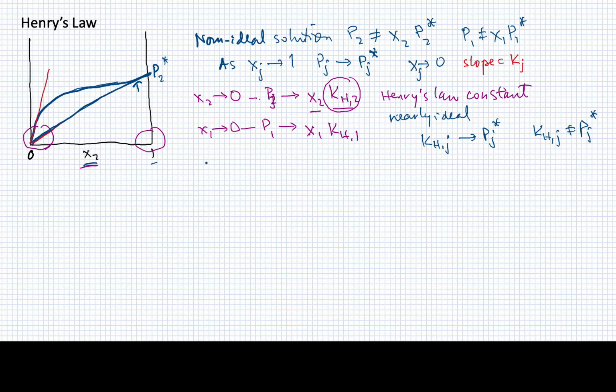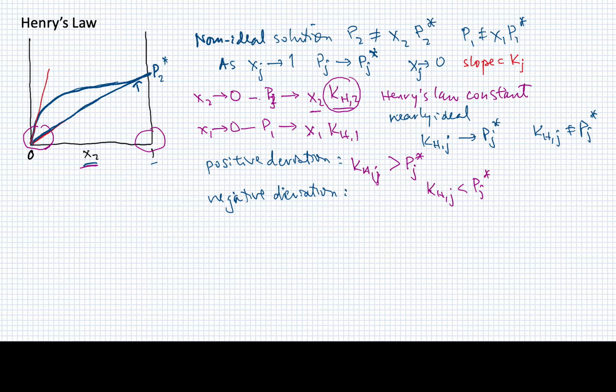We've talked about both positive and negative deviations. For a positive deviation from Raoult's law, and that's the one that I've drawn here on the left, what we generally find is that the Henry's law constant, and I'll leave that general for component j, is going to be greater than the vapor pressure of that pure substance. Similarly, for a negative deviation, what we'll find is that the Henry's law constant will be less than the vapor pressure of the pure substance.